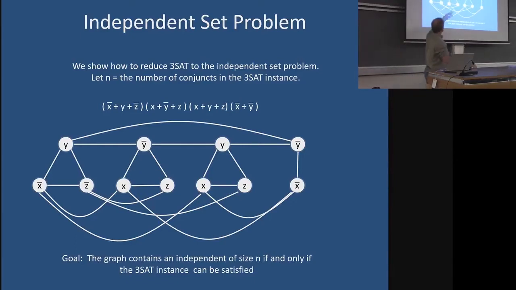What does that leave to pick from over here? You can't pick either of these now. That's in the independent set. None of these can be in the set, and none of the not y's can be in the set. So what could you pick from this triangle? Either x or z. So let's suppose you picked x.